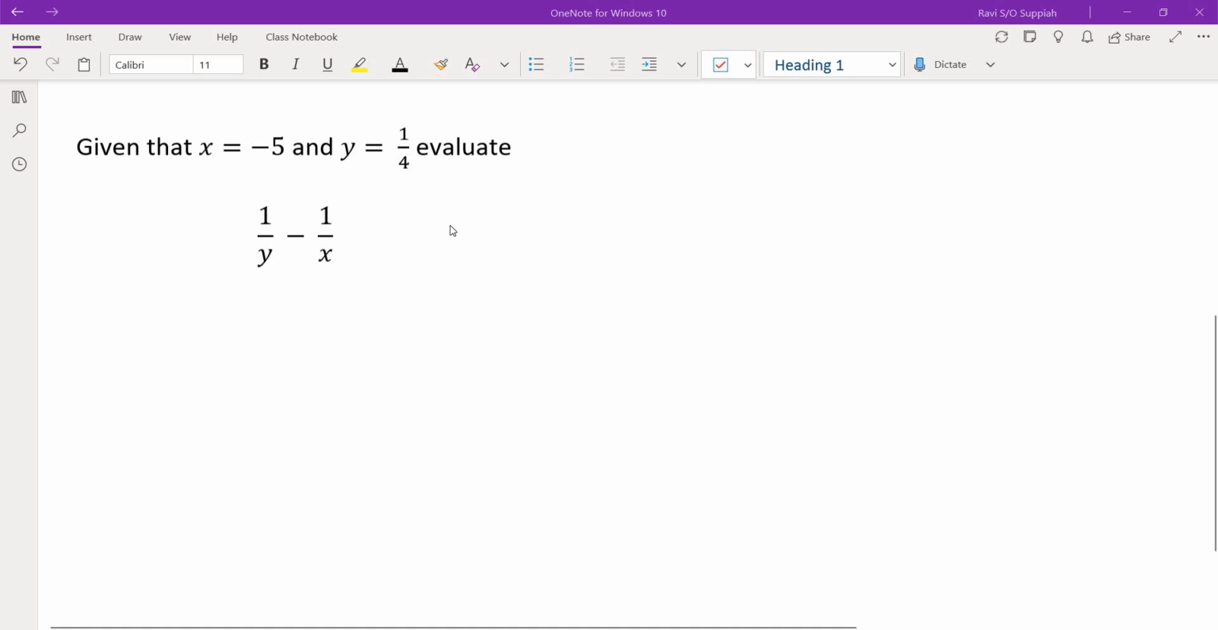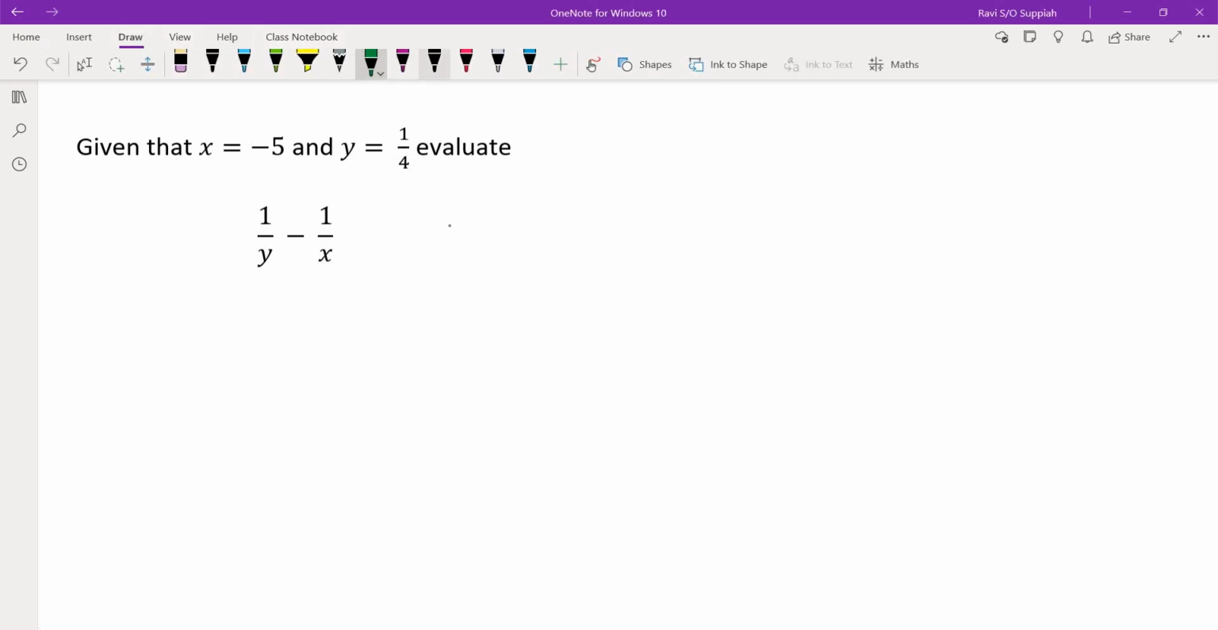Given that x equals -5 and y equals 1/4, evaluate 1 over y minus 1 over x. Okay, so we have 1 over y minus 1 over x. All right, so let's substitute the values. So y itself is a fraction. Okay, so how can we do this?